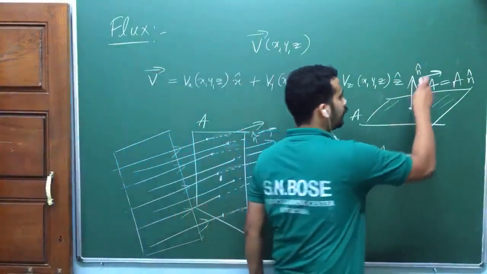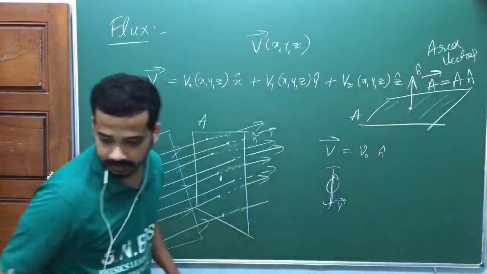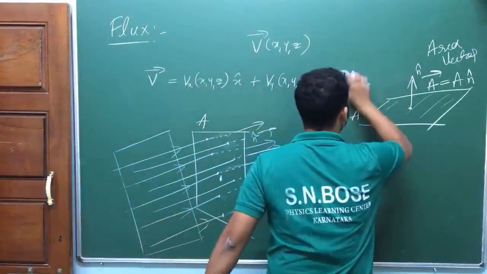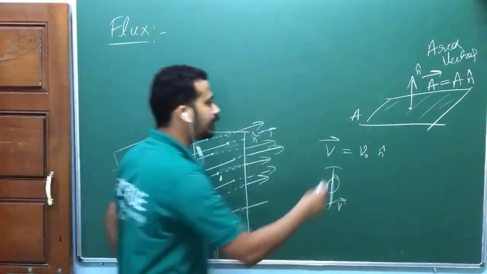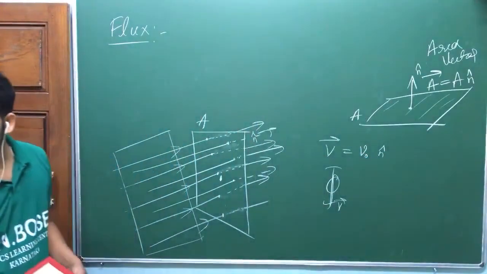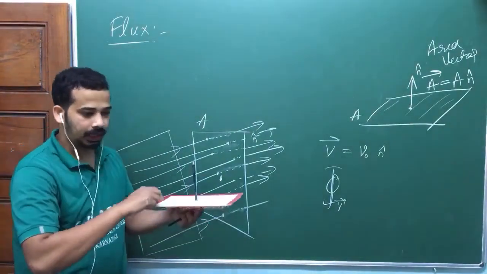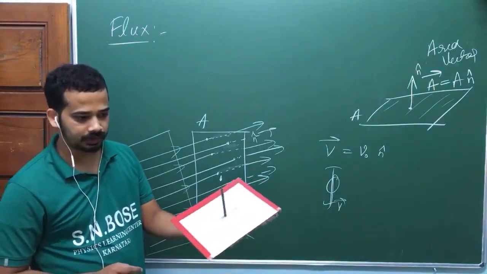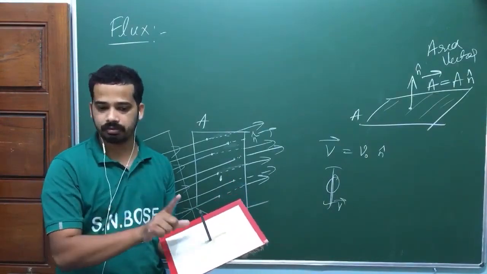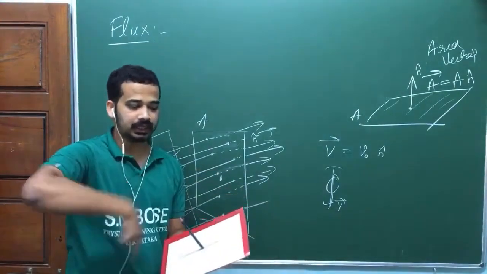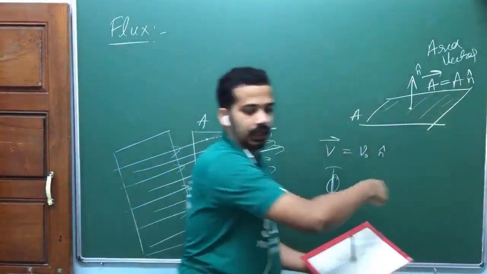We are going to define an area vector, whose magnitude is the surface area itself, and whose direction is perpendicular to that surface. Is that okay? Like this. I have a surface area. Can you see this one? Can you see the pencil? And I have a vector which is perpendicular to that one. Suppose this area is larger, then this vector magnitude is larger. The magnitude of the vector is the surface area itself.